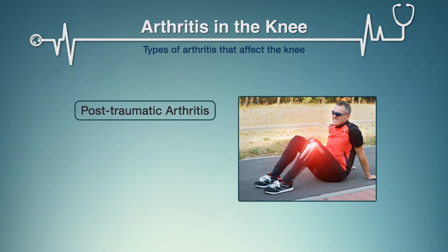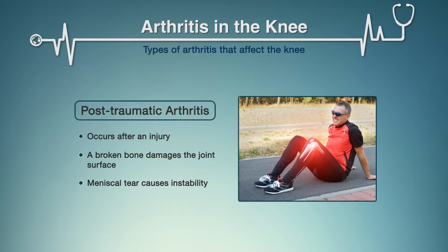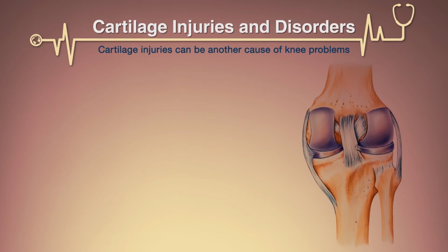Post-traumatic arthritis is a form of arthritis that develops after an injury to the knee. For example, a broken bone may damage the joint surface and lead to arthritis years after the injury. Meniscal tears and ligament injuries can cause instability and additional wear on the knee joint, which over time can result in arthritis. Cartilage injuries can be another cause of knee problems.